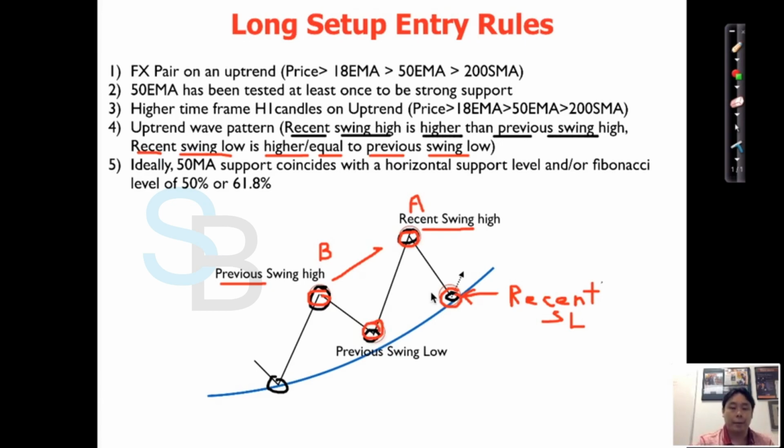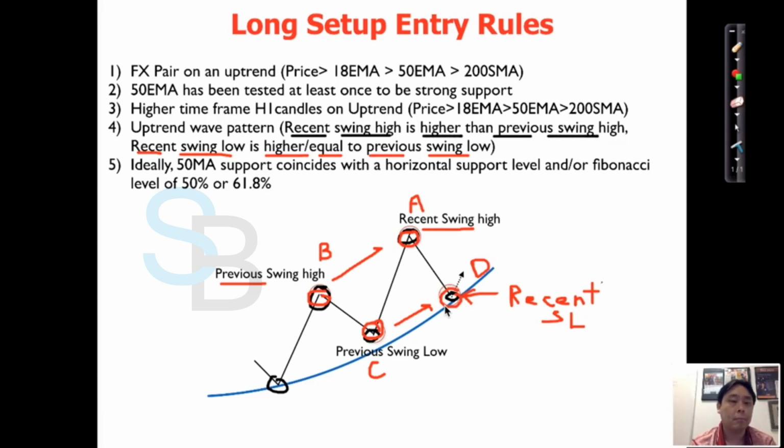Again, this must be the wave pattern I see: higher highs, higher lows. So if I call this C and I call this D, D must be higher than C, or D must be equal to C. C and D could be the same level, and that's fine. But C cannot be higher than D. D must be higher than C or equal to C.